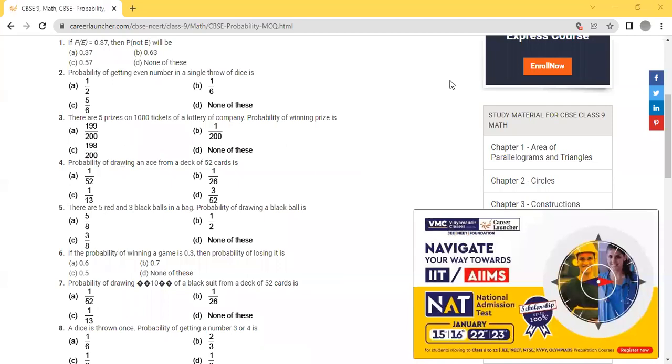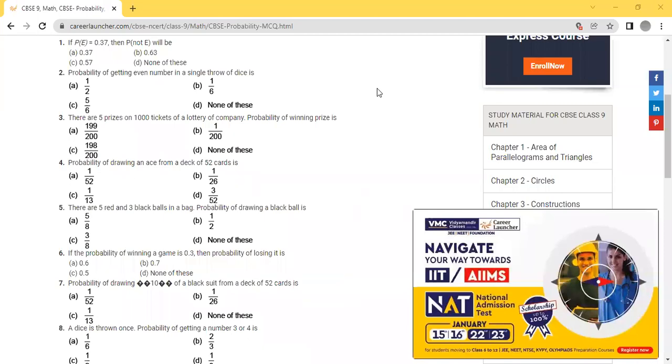What is the probability of non-black card? 5 by 8. Non-black means it should not be black, then it should be red. So 5 by 8.